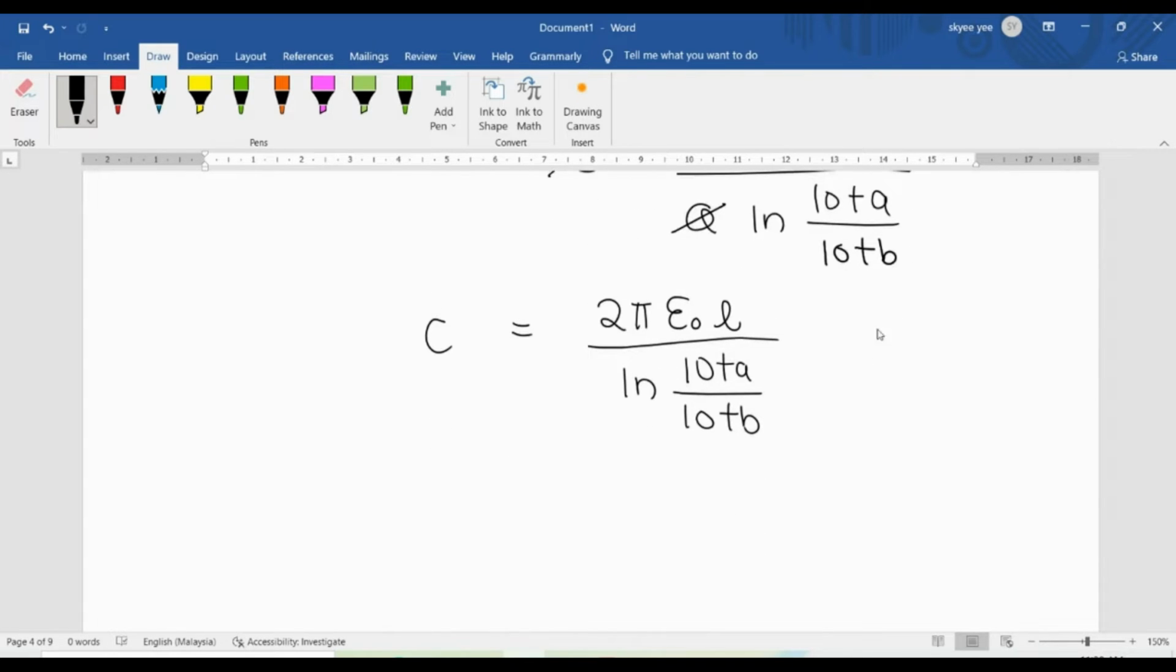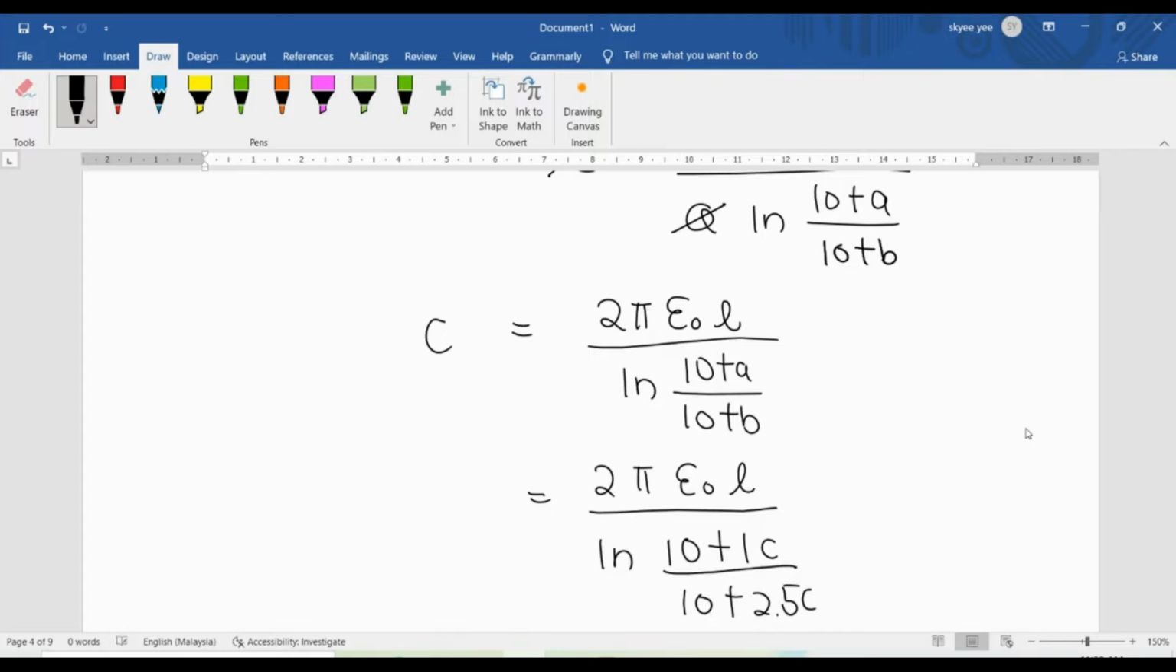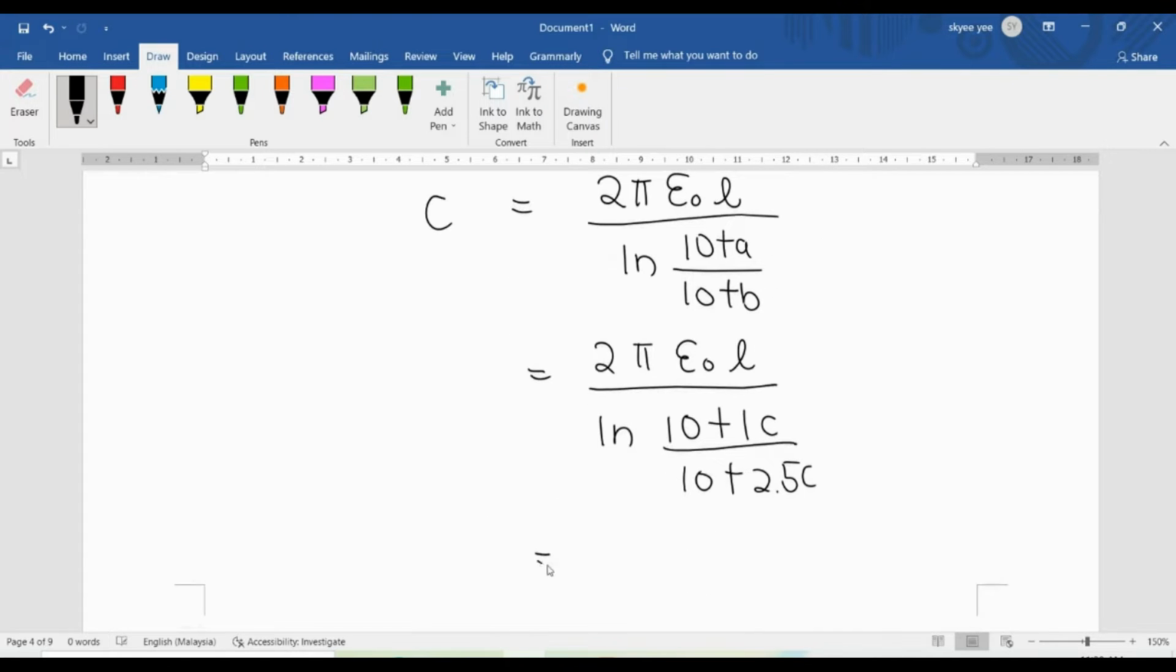A is 1 centimeter, B is 2.5 centimeter. L is not given; later I will talk about the L. So this will be 10 plus 1 centimeter over 10 plus 2.5 centimeter. You must put the centimeter. Okay, so this one is C.